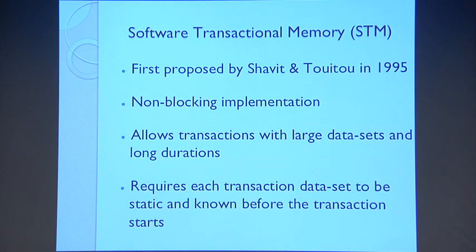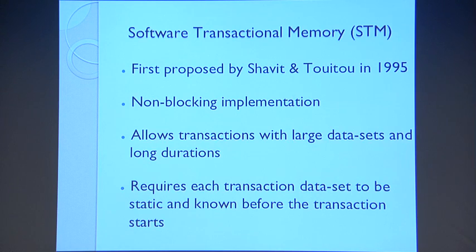So this is the hardware transactional memory that we talked about, but there was also a suggestion for a software transactional memory implementation. The first one was proposed by Shavit and Touitou in 1995. Their idea was that the idea of Herlihy and Moss to do this in hardware is nice, but it's very limited, as we saw. So let's make a non-blocking implementation that will allow a transaction with a large data set and that may run for a long time.